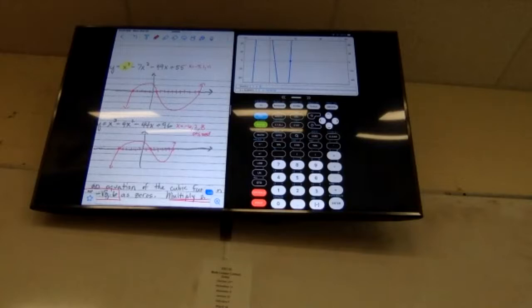All right, how are we doing with that? A little reminder: calculator, zeros, and end behavior, sketch the graphs.